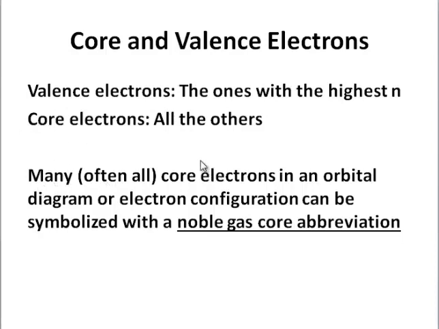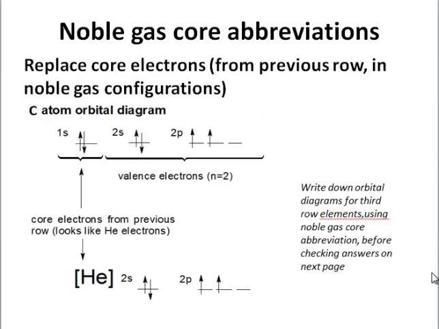Many, often all, of the core electrons in an orbital diagram or electron configuration can be symbolized with a noble gas core abbreviation. So what is a noble gas core abbreviation? In an orbital diagram, this abbreviation replaces core electrons. It can replace all the core electrons from the previous row of the periodic table in a noble gas configuration.